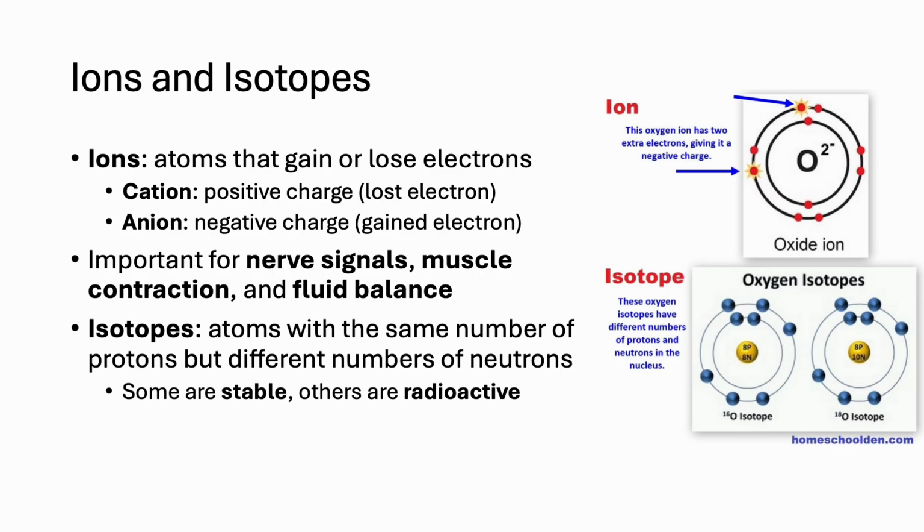Isotopes are variations of the same element that differ in neutron number. Most are stable, but some, like radioactive iodine or carbon-14, are unstable and decay over time. These radioactive isotopes can be useful in medicine for imaging or treatment.